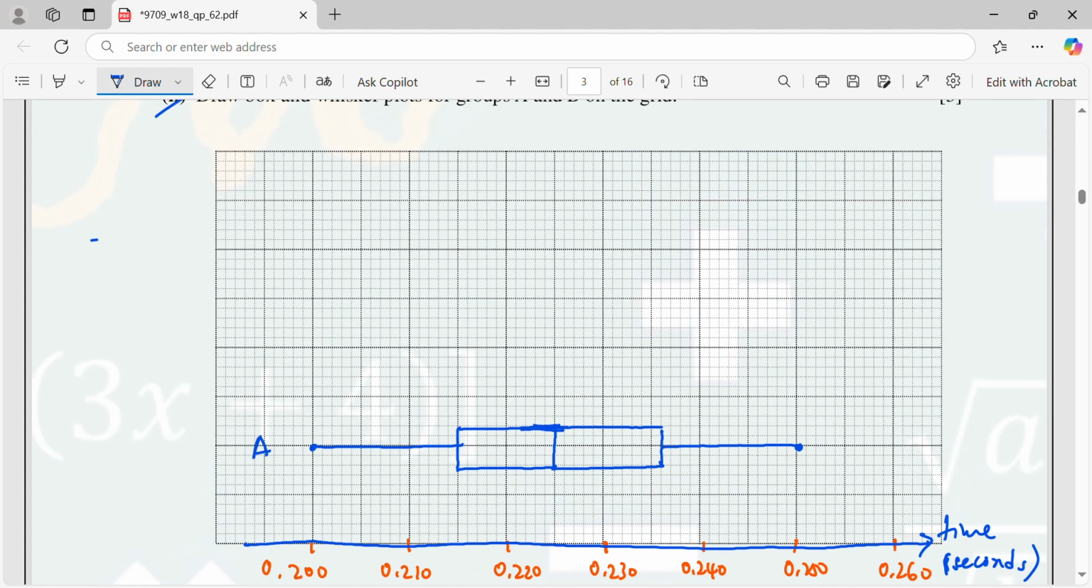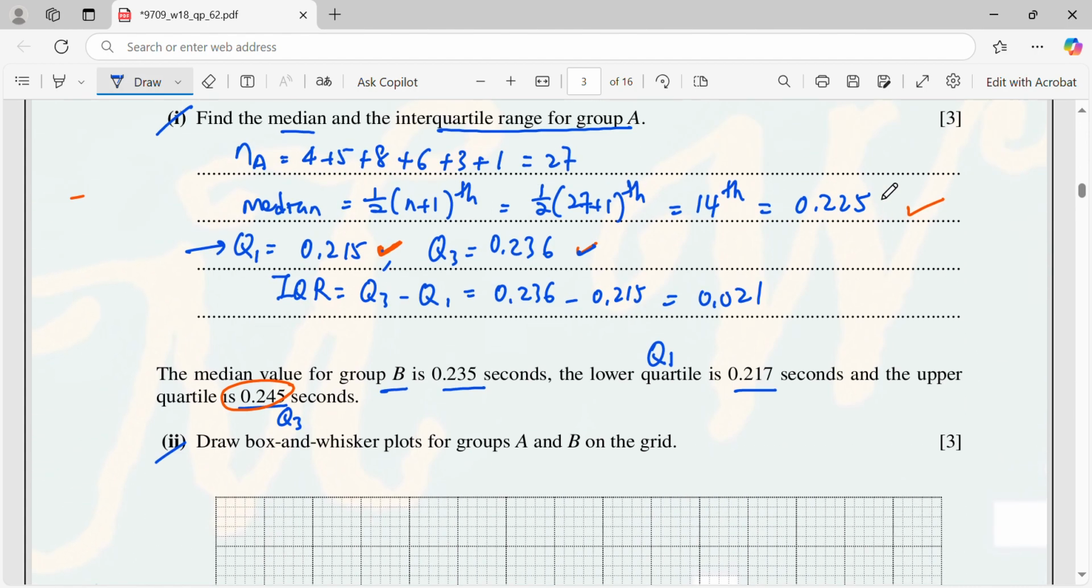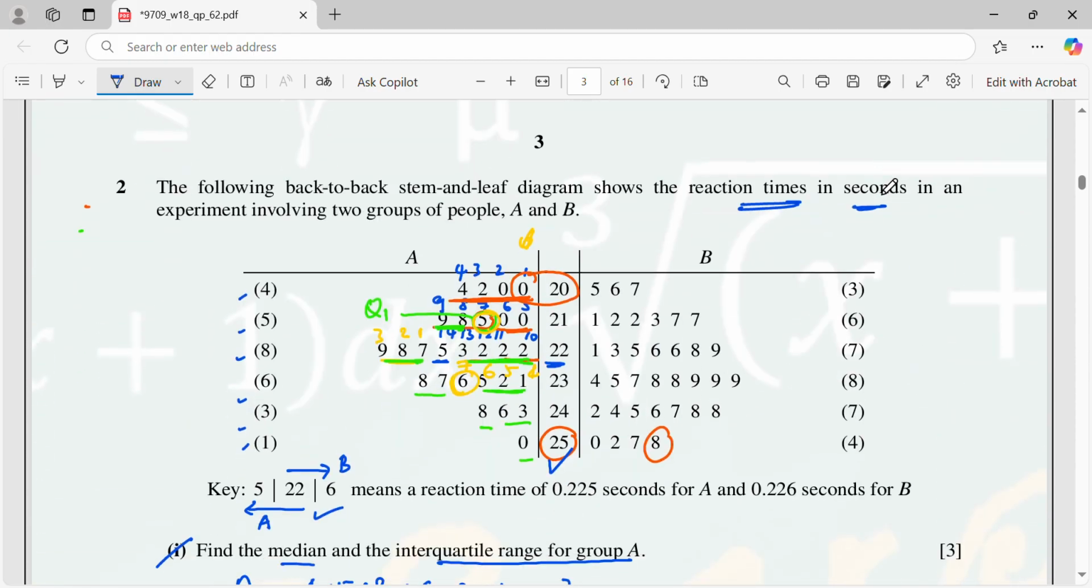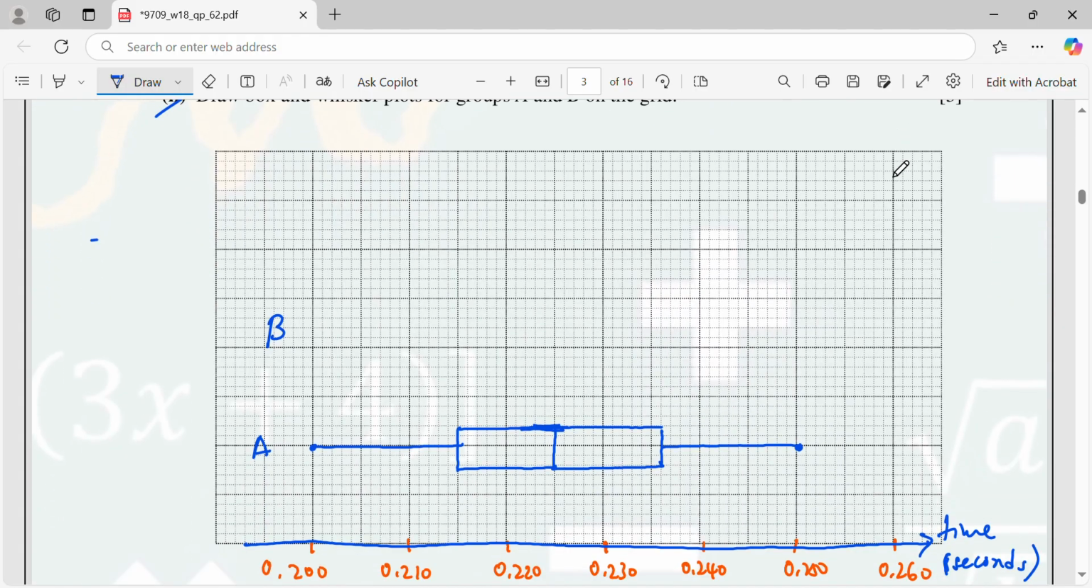Right, so done for the A. And now for the B, the lowest value, 205. So 205 is here.